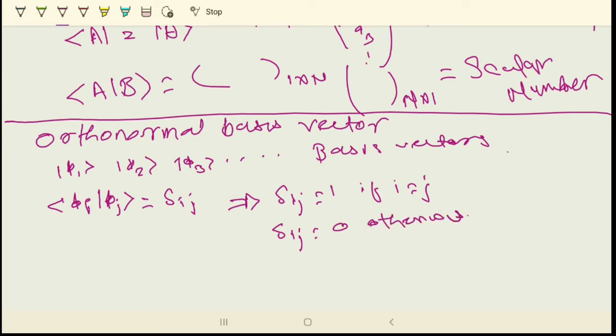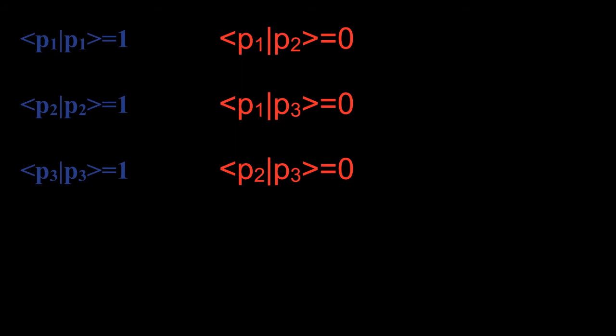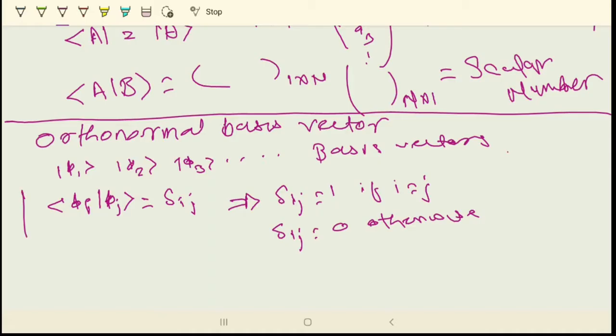So phi 1 with phi 1 will give me 1, phi 2 with phi 2 will give me 1, phi 3 with phi 3 will give me 1, but phi 1 inner product with phi 2 will give me 0, phi 1 inner product with phi 3 will give me 0, and so on and so forth. So the inner product of the same vector is 1, but with different vectors it is 0. That's the orthonormal condition. So this is called the orthonormality condition. Let's work out some examples on these concepts.